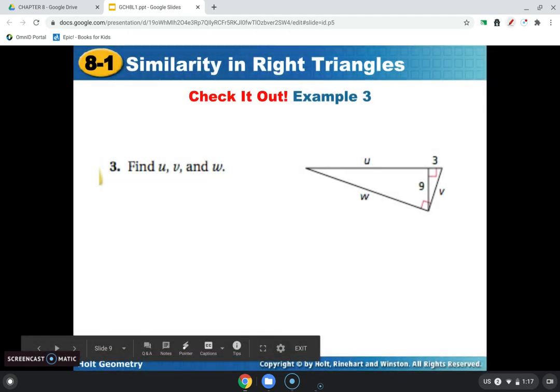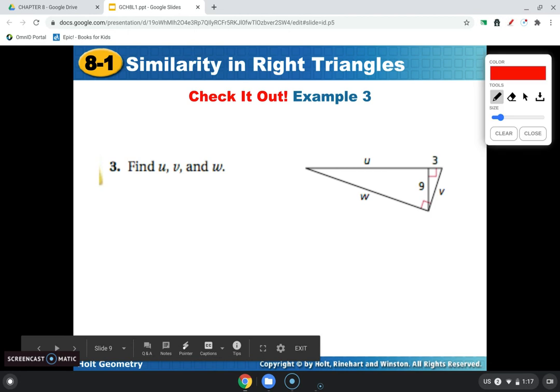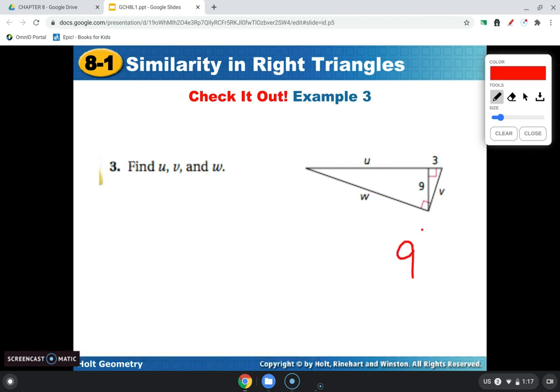Let's try that again. Find u, v, and w. To find u, we could say 9 squared equals 3 times u. That's 81, so u is 27. Then we can do the Pythagorean theorem to find v. 9 squared plus 3 squared, square root, 9.49 for v.